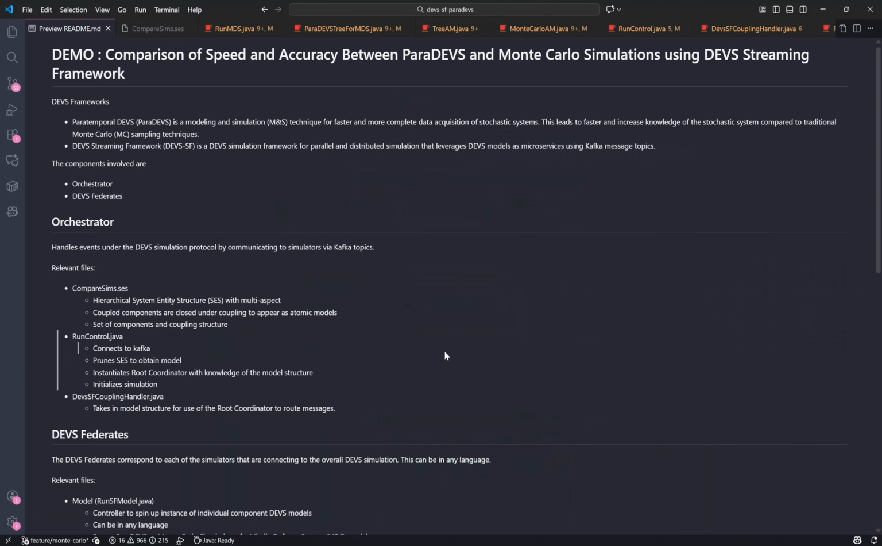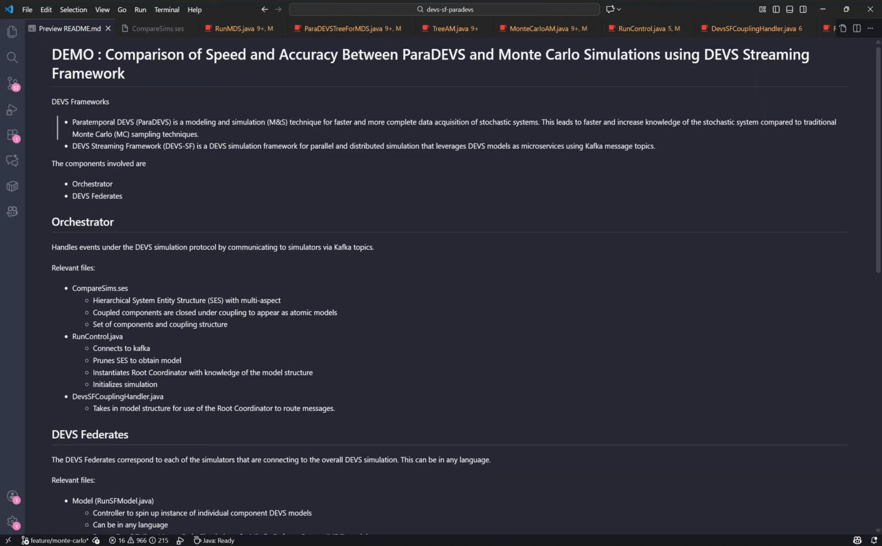This is going to be a demo of the comparison of speed and accuracy between ParaDEVS and traditional Monte Carlo simulations using the DEVS streaming framework for parallel and distributed simulation.